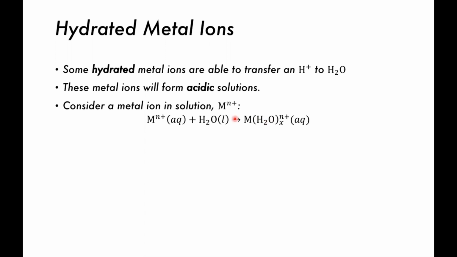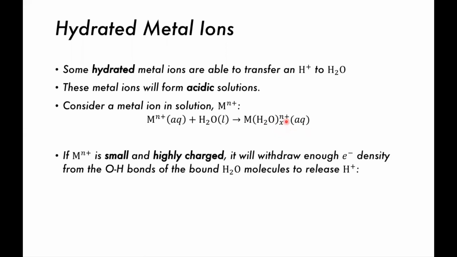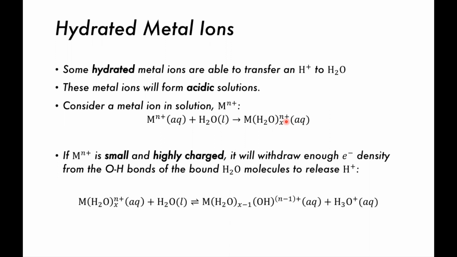where there are a number of waters attached. If Mn plus is small and highly charged, it will withdraw enough electron density from the OH bonds of the bound water molecules to release H plus. And so here we have the hydrated metal ion, and then it reacts with more water to form this hydrated metal ion with hydroxides now, which reduces the charge because the hydroxide is negatively charged, plus hydronium ions.